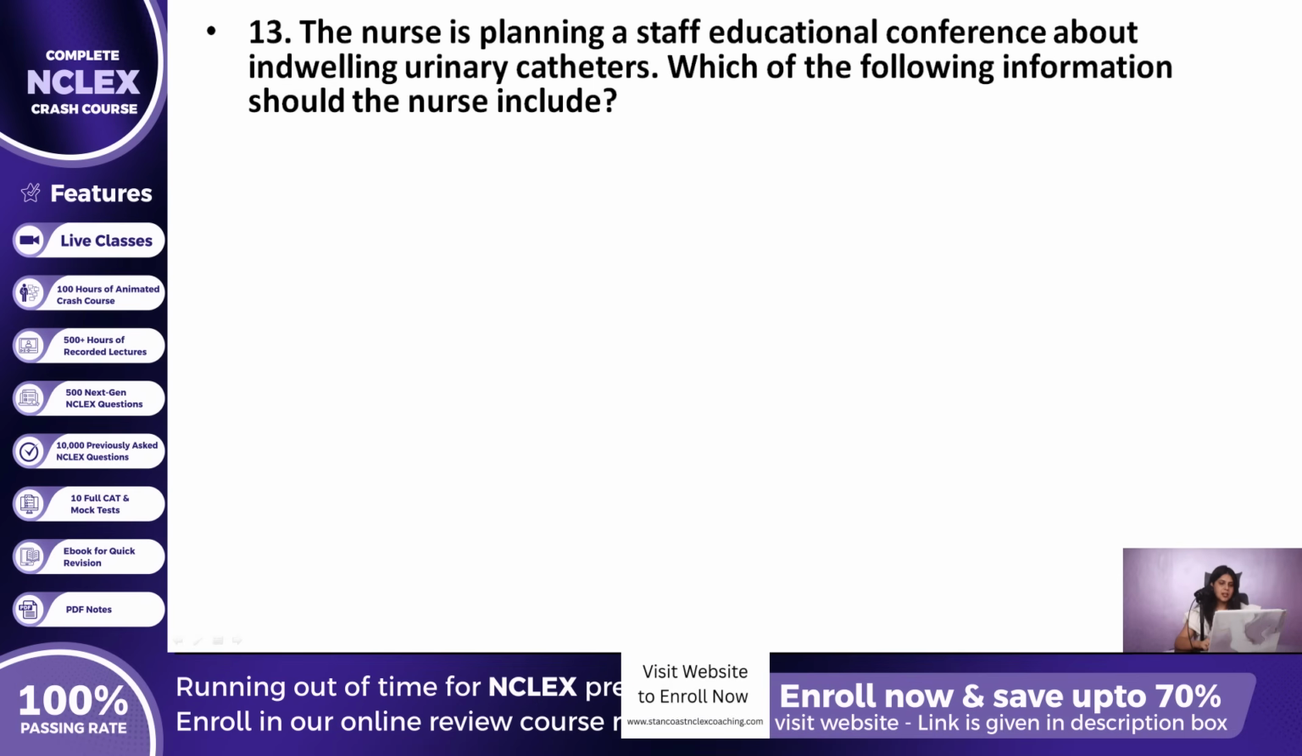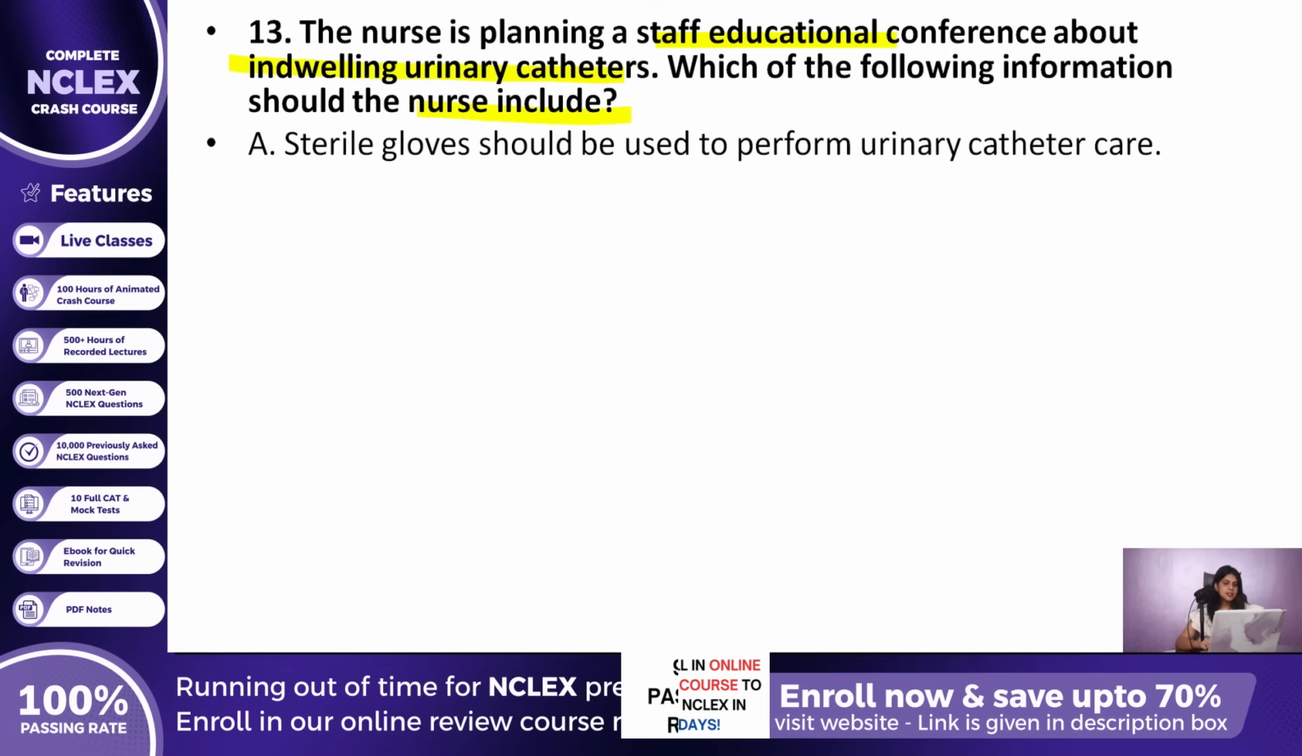The nurse is planning a staff educational conference about indwelling urinary catheters. Which of the following information should the nurse include? The options are: option A, sterile gloves should be used to perform urinary catheter care.